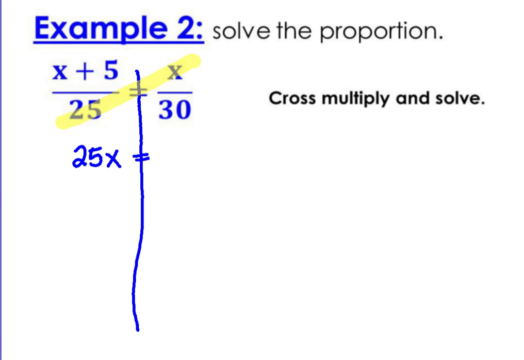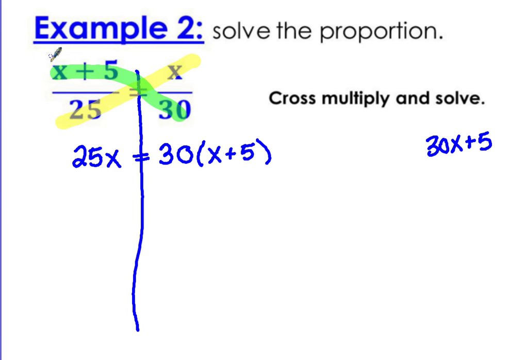Then I'm multiplying the 30 times x plus 5. And when I write that out, I have to be careful. I have to make sure that I put parentheses around x plus 5. Because if I didn't, it would just be 30x plus 5. It would look like this. And if I didn't put this in parentheses to show that this is an entire group, then I'm only multiplying 30 times x, when in reality, cross multiplying would be multiplying 30 times this whole thing, x plus 5. So you have to put it in parentheses, so make sure that you're careful there.